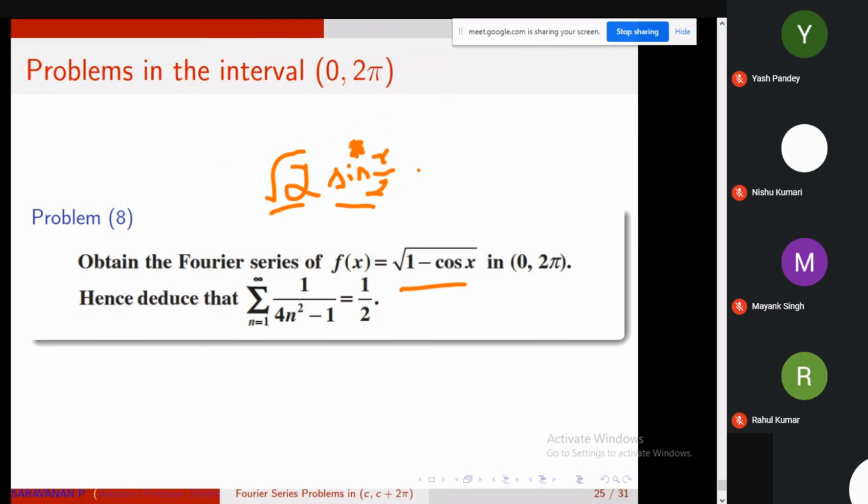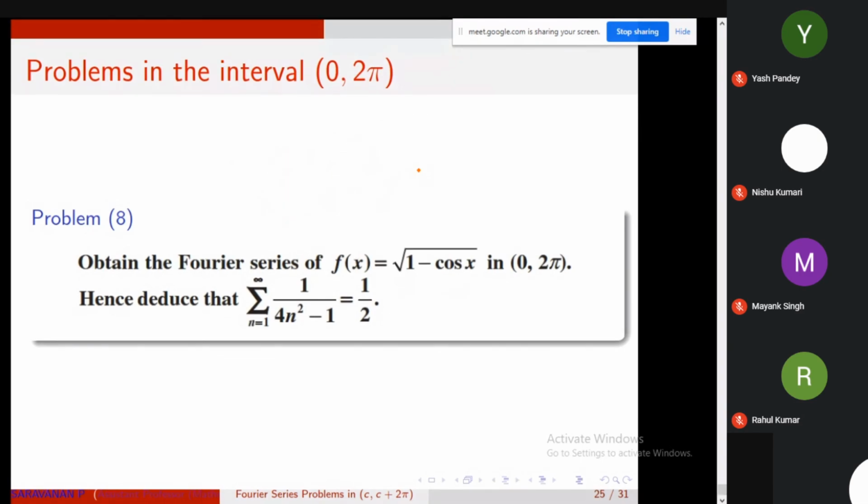It is similar to what we have done earlier, like x into sine x, but x is not there. The same problem is there in the book. You just refer to that book and you will get the answer. And if you have any doubt, you can note it down and then ask me. So that's all about the problems in the interval 0 to 2 pi.